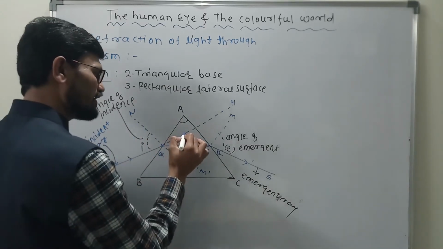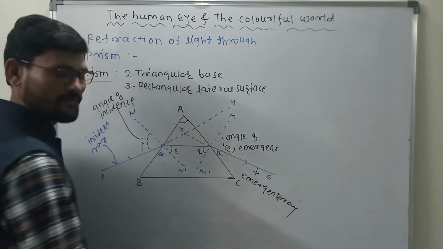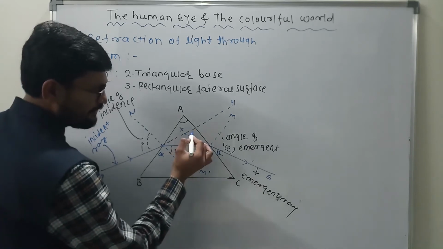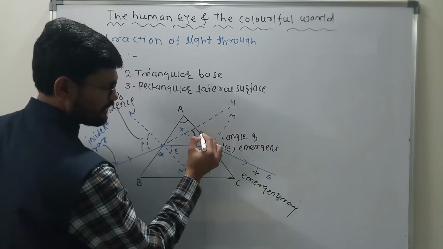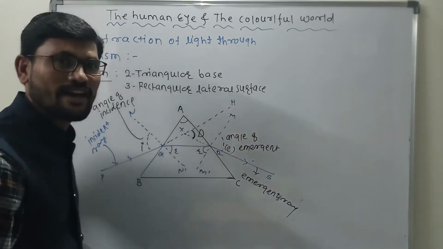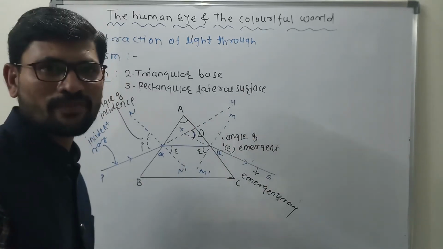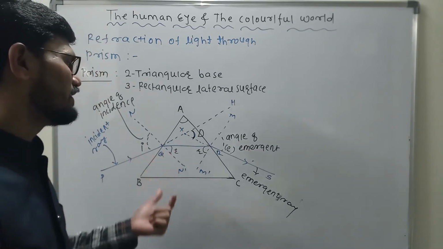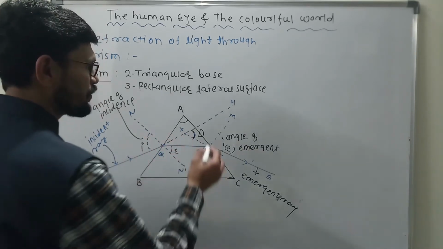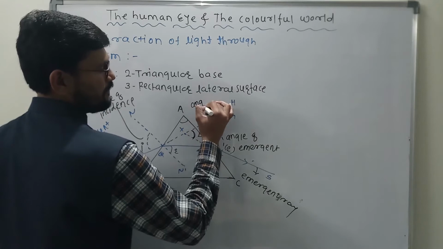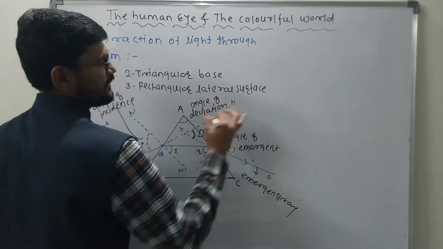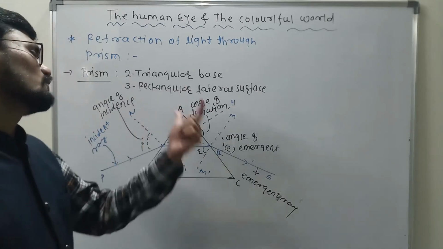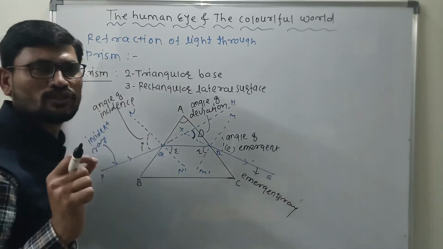Let us suppose this point is called X point. Clear? And there is one angle we are getting, and that angle is denoted by the letter D, which is called the angle of deviation. So this is very important. This one is called the angle of deviation. Clear? Students, this is how the light is going to be refracted through the prism.